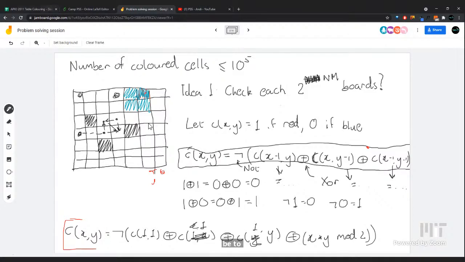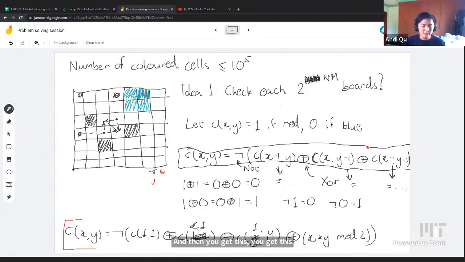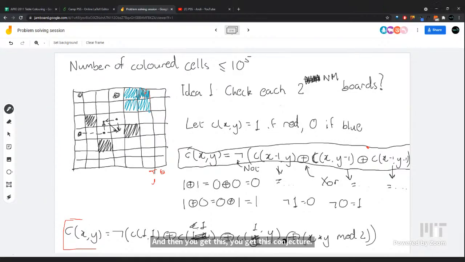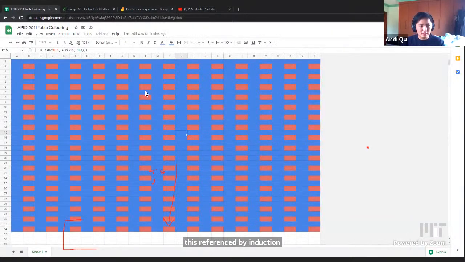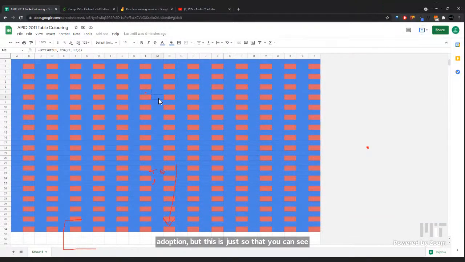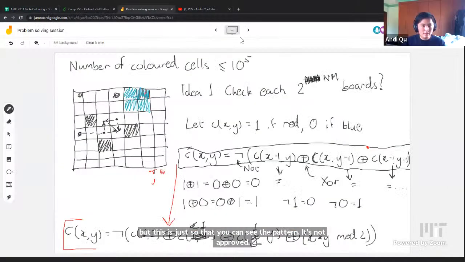Basically, you try to spot a pattern like this, and then you get this conjecture, and then you try to prove it using induction. So that visual proof was not a regress thing. Sorry, what? So was that visual proof regress in itself, or does the regress proof consist of proving this recurrence by induction? It involves proving this by induction, but this is just so that you can see the pattern. It's not a proof. Oh, okay. Got it.